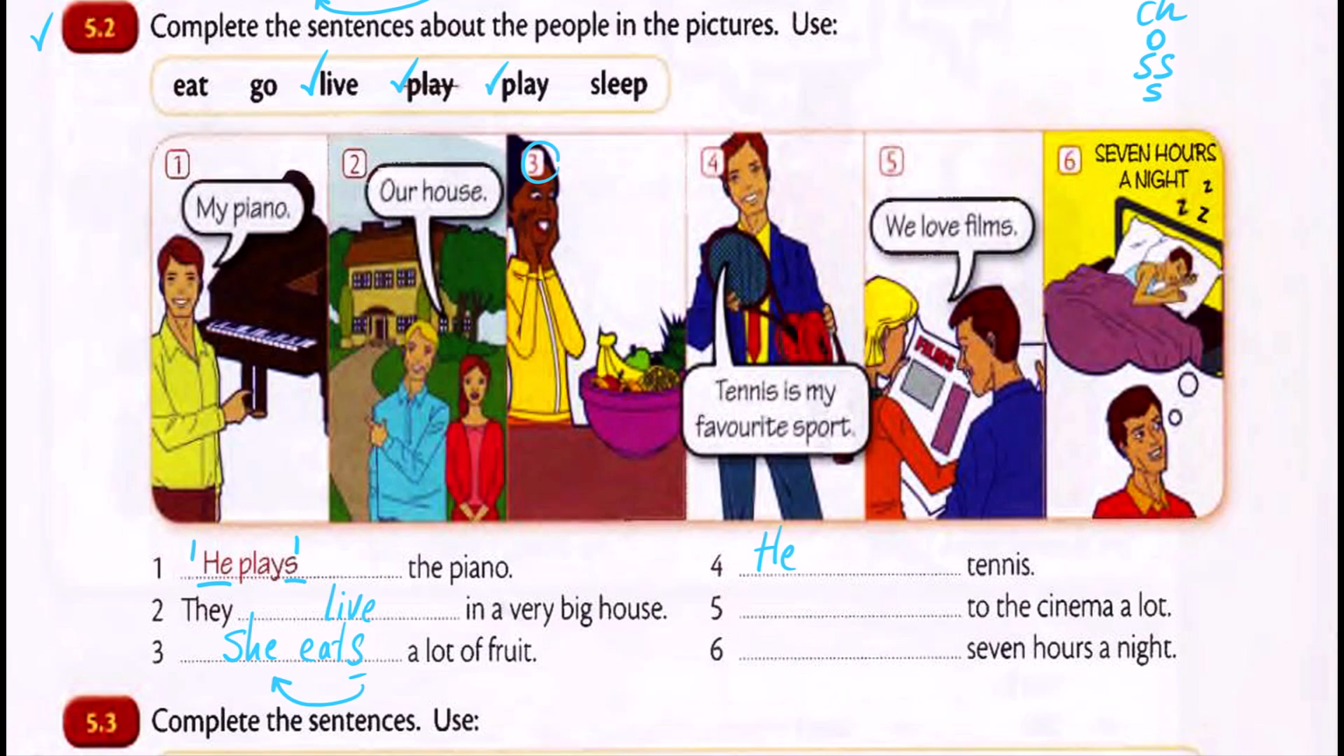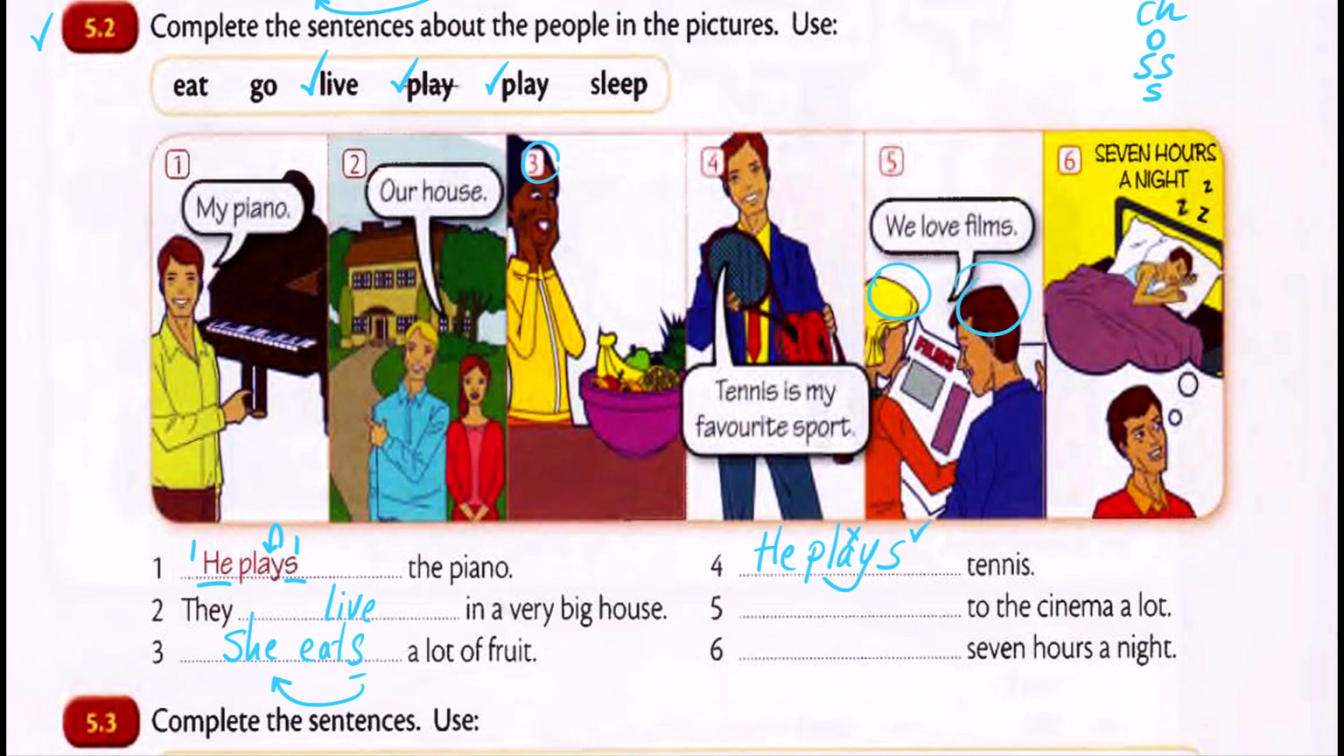Play ends with y, and before this we have a kind of a vowel. A, E, I, O, U. There are 5 vowels in English language. So again, we need to put play and then add s because these vowels do not let us change y to I, add es. We just need s here. That's finish.